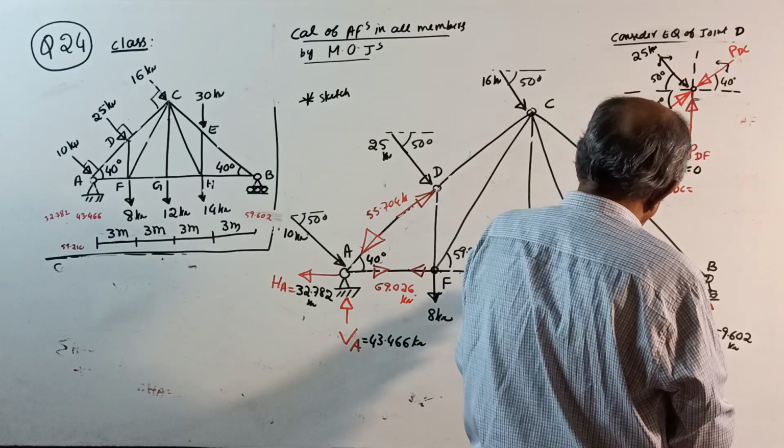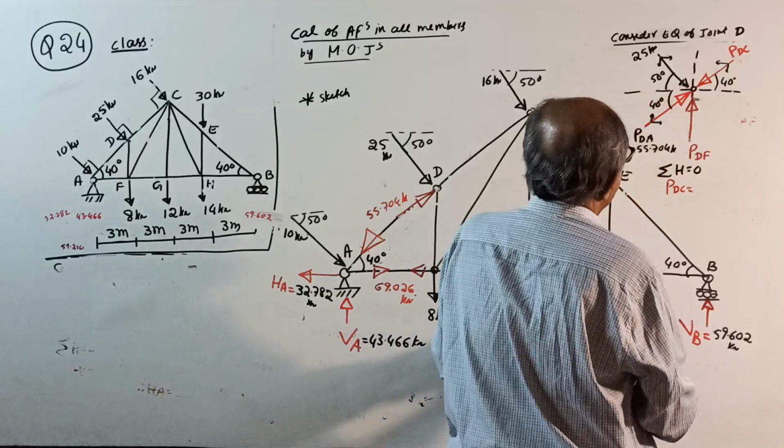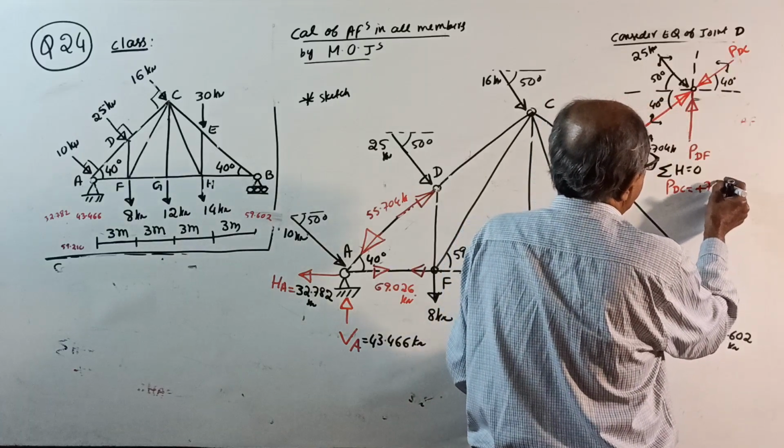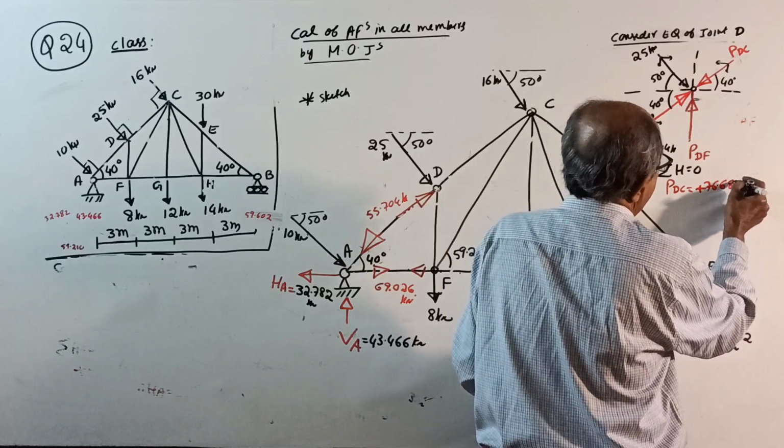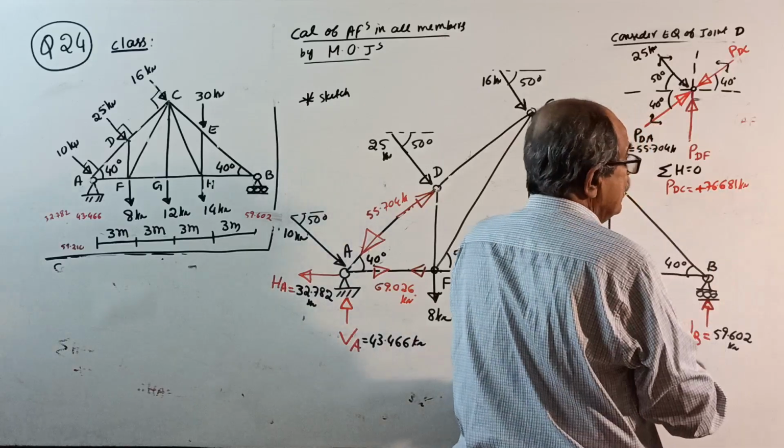Okay. 76.681 will come, 76.681 kilonewton. You solve it, homework for you.